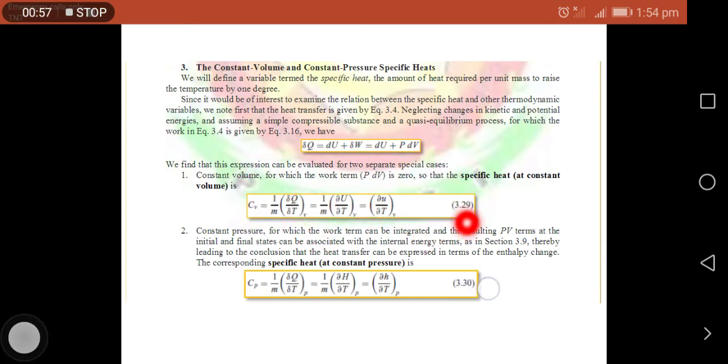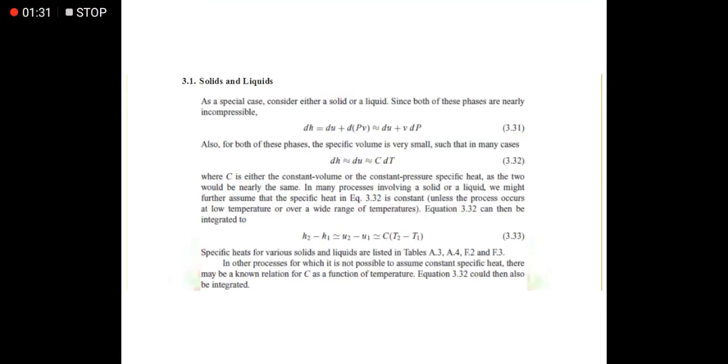Itong equation 3.29 for constant volume or constant specific volume, and then this Cp or equation 3.30 for constant pressure. As you can see here, they are all with respect to temperature, kasi we are assuming here that the specific heat or the transfer of heat is due to our change of temperature, no? Siyempre, pag meron tayong change of temperature, siyempre meron din tayong transfer of heat. Okay? So yun.